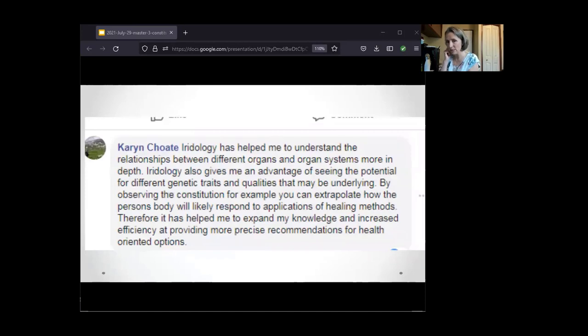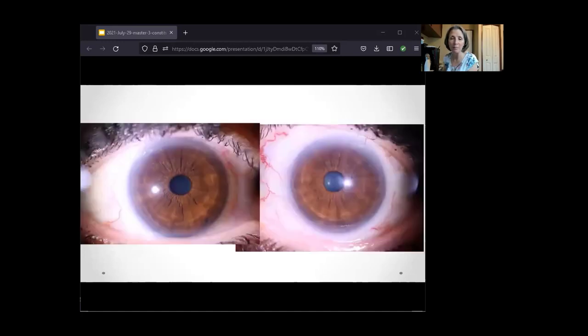So Karen Choate is a graduate of mine, and I asked her, how has Iridology helped you in your practice? She's a CNHP. She specializes in gut health. She said, Iridology has helped me to understand the relationship between different organs and organ systems more in depth, gives her the advantage of seeing the potential for different genetic traits and qualities that might be underlying. And by observing the constitution, you can extrapolate how the person's body will likely respond to different applications of healing methods. It has helped her to expand her knowledge and increased efficiency at providing more precise recommendations for health-oriented options.